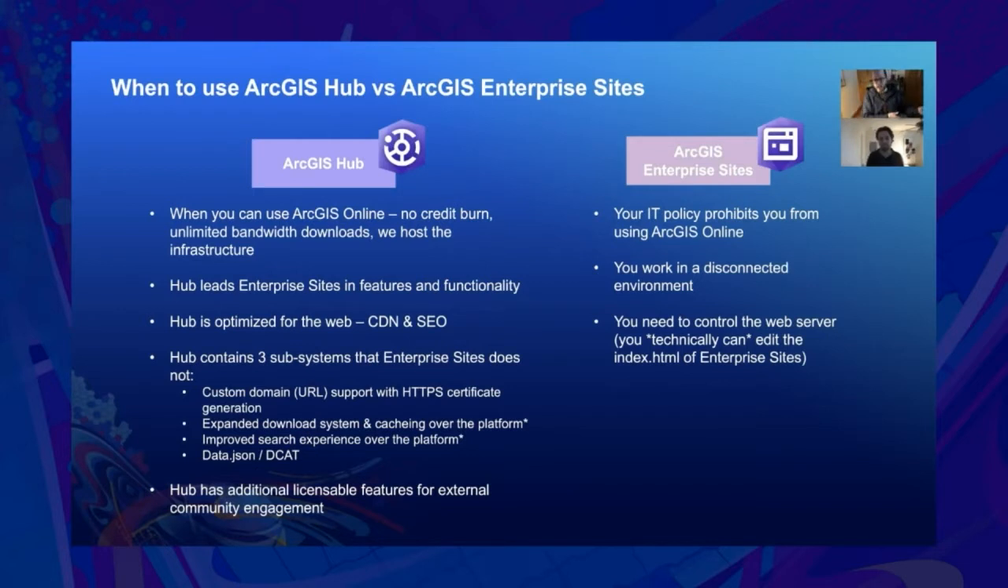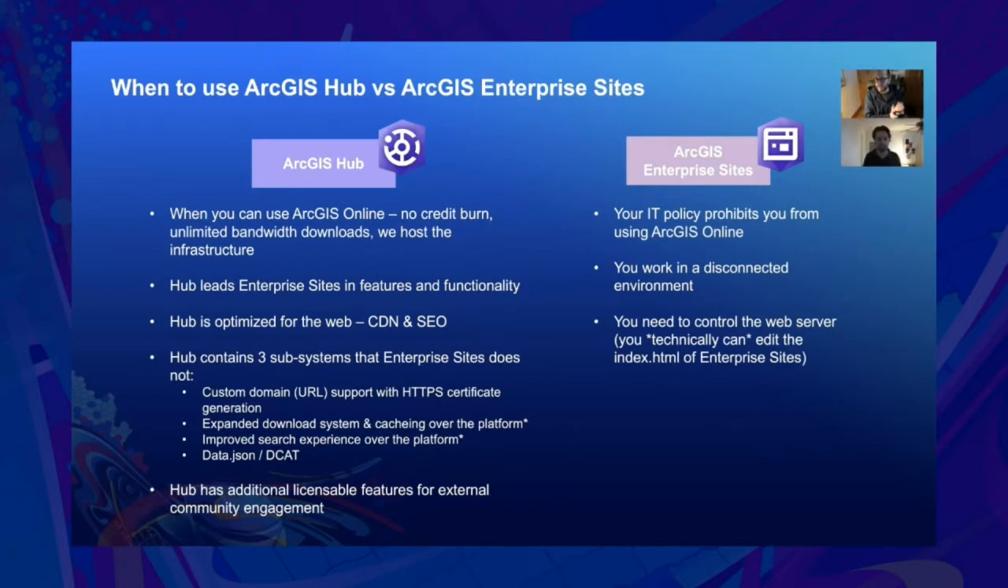You can also federate data out of Hub using the data JSON resource that's generated from your metadata to federate the data onto things like data.gov and other national data federation sites. And as of now, Hub Premium is the only place that you can license those community identities.